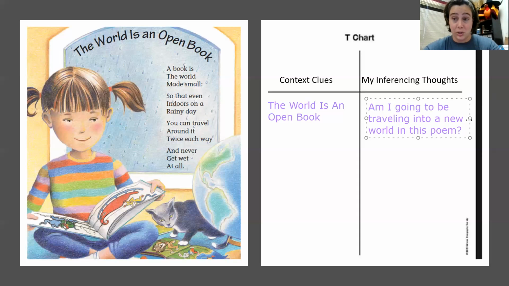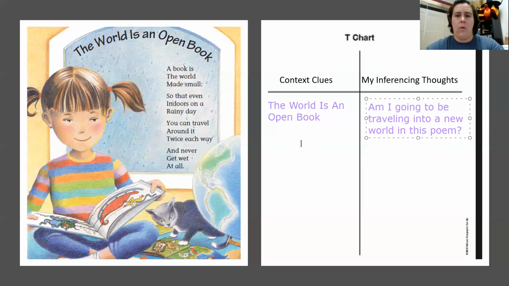All right, well, now that I used my text features, now I'm going to go actually read the poem and use context clues from the poem to help me figure out what it is that this poem is trying to tell us. So let's go ahead. A book is the world made small. Ooh, that kind of confirms what I was coming up with in my inferencing thoughts. Maybe. Let's keep reading. So that even indoors on a rainy day, you can travel around it twice each way.